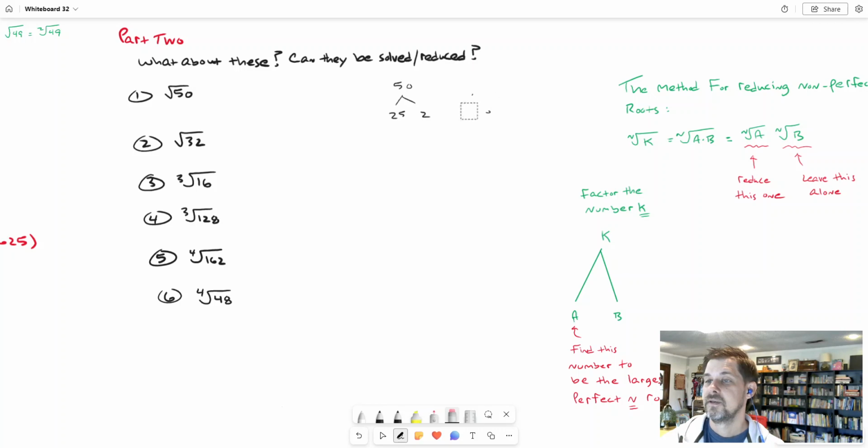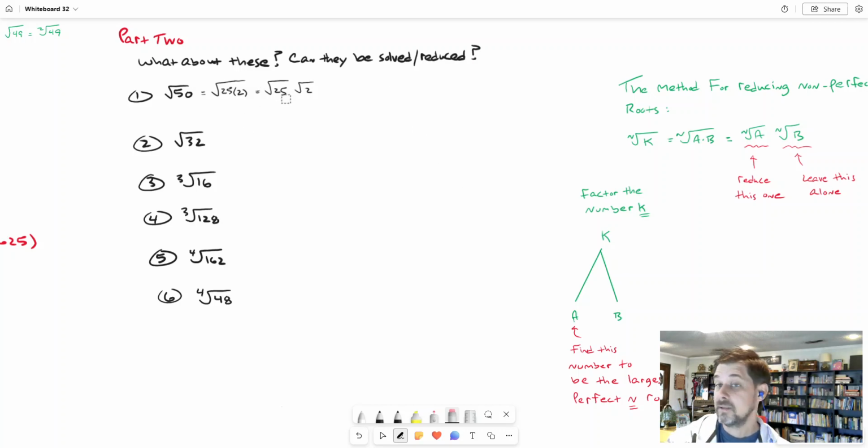All right? So here's what we'll do. We'll say, okay, I got 50. 50 factors as 25 times 2. Okay? And then we're allowed to work each of those individually, meaning that this becomes root 25 times root 2. Okay? Now, from there, I can tell you what root 25 is. That's a perfect square. Square root of 25 is 5.